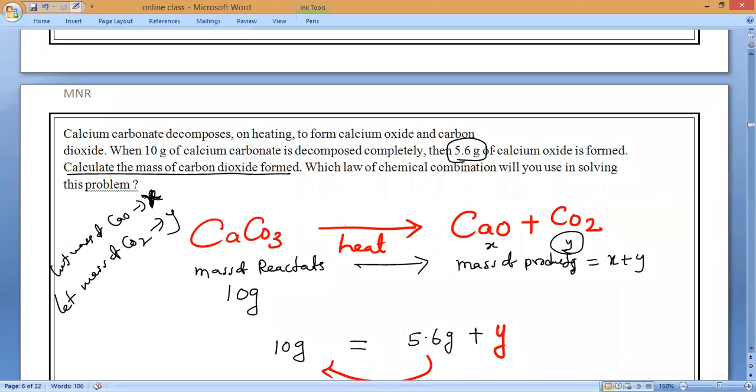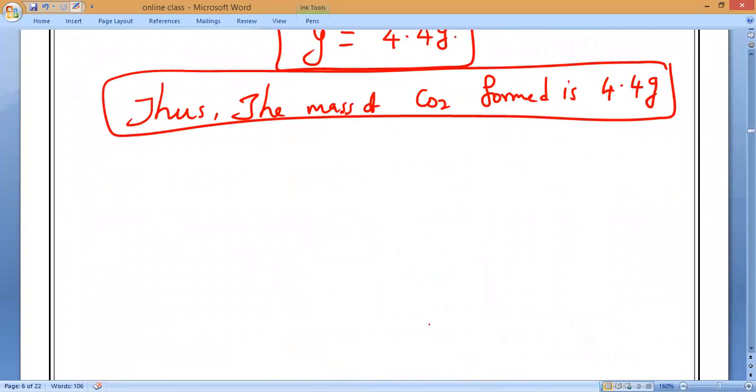Sir, it is the law of conservation of mass. Yes, it's verified, the law of conservation of mass. Always keep it in mind: the total mass before the reaction is equal to the total mass after the reaction. That's all. Who has given this law? Antoine Lavoisier. That's all you have to remember. Okay, next.